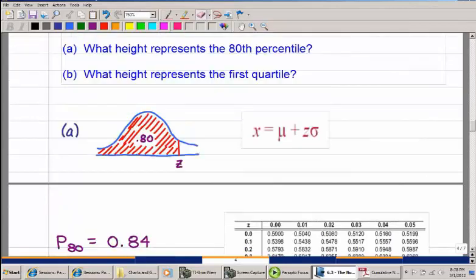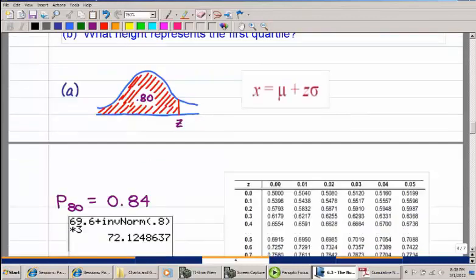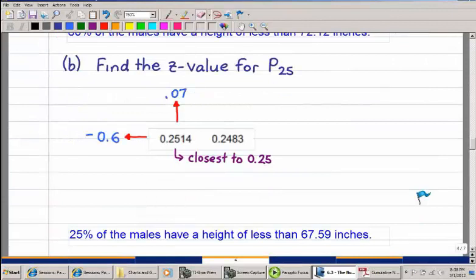Now, part B for this problem says, what height represents the first quartile? Okay, going back to what we learned earlier about quartiles, the first quartile is the same thing as the 25th percentile, hence the fact it's breaking the data into quarters. So the z value for P25, we want to find the closest one. So there's the two I pinpointed, 2514 and 2483. It's a little closer to 0.25.